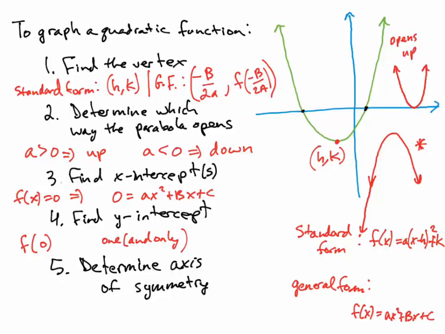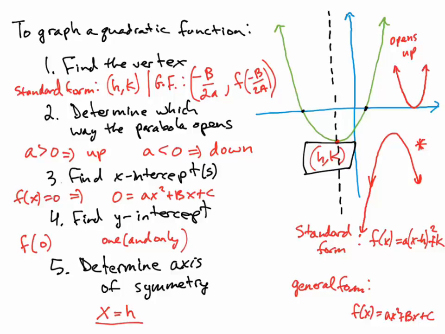Alright, lastly we need to find the axis of symmetry. So the axis of symmetry is, let's go back to this green parabola. The axis of symmetry is this imaginary line that cuts the parabola right in half. It's a vertical line, and it goes through the vertex. Now if you look at the coordinates of the vertex, well, h is the x-coordinate, k is the y-coordinate. So the axis of symmetry always goes through the x-coordinate of the vertex. And a vertical line is always of the form x equals some value. So the axis of symmetry is always going to be an equation in this form, x equals h.